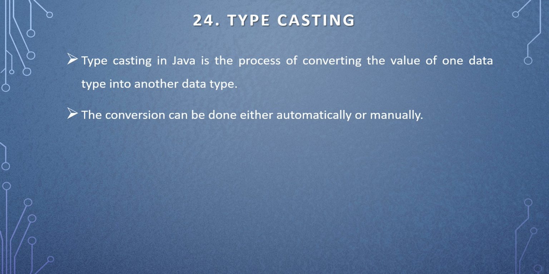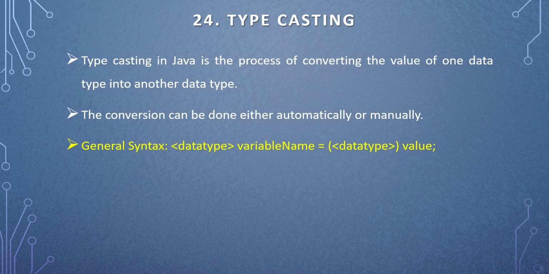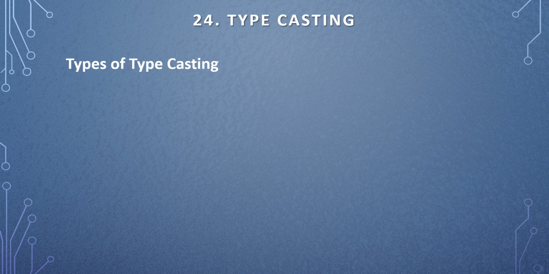Typecasting in Java is the process of converting the value of one data type into another data type. The conversion can be done either automatically or manually. The automatic conversion is performed by the Java compiler and a programmer performs manual conversion when necessary. General syntax.